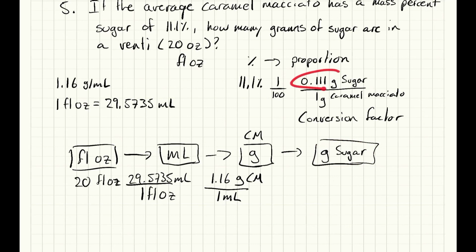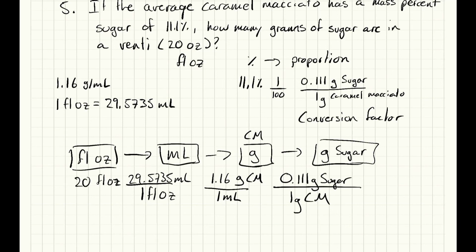So the unit that we want on top is we're changing this, and we want it to be this. Or sorry, I should just highlight the units. We want the units here to match the units here, or to change the units. So we're going to put 0.111 grams of sugar over 1 gram of caramel macchiato.